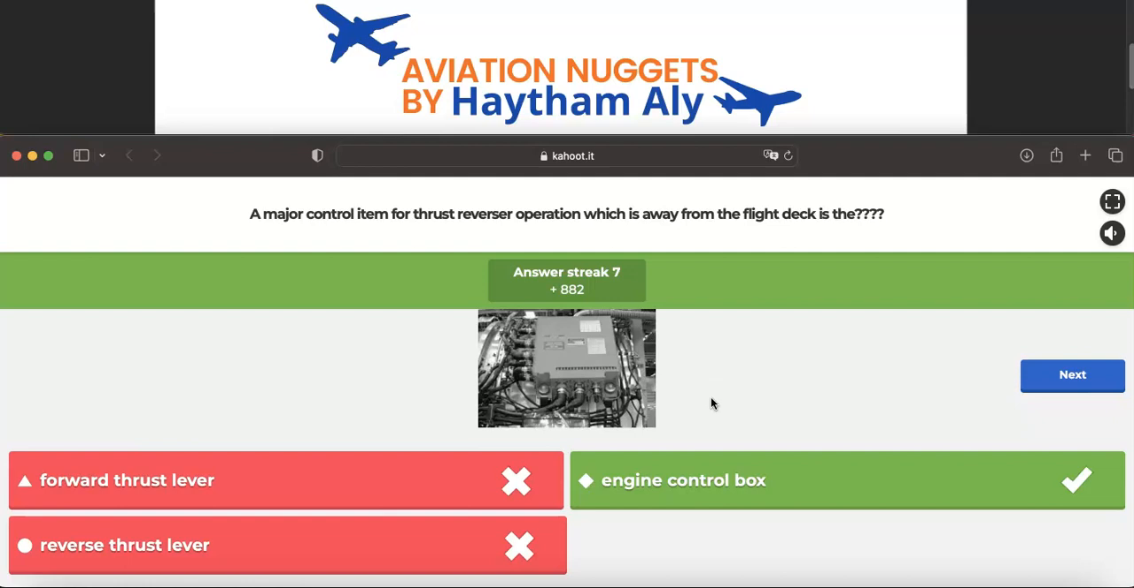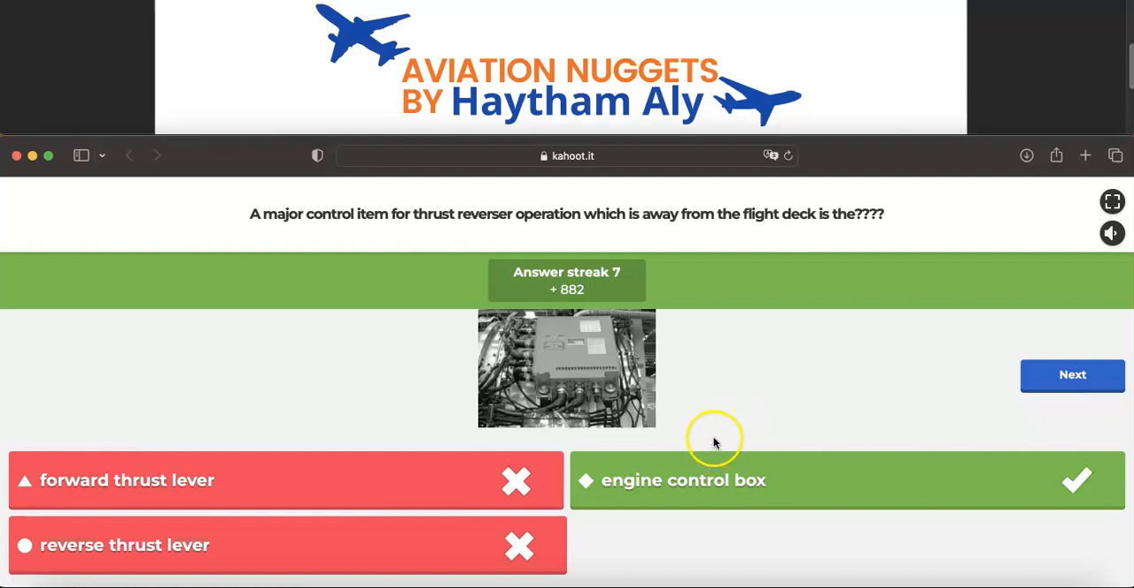Probably most engines will have three control computers. Like for the Airbus A320, we have the electronic engine control, the engine interface unit, and a third computer, like a third line of defense, which must be an independent aircraft system computer. Airbus chose the spoiler elevator computer. So the engine control box is a major control item for thrust reverser operation, which is away from the flight deck.